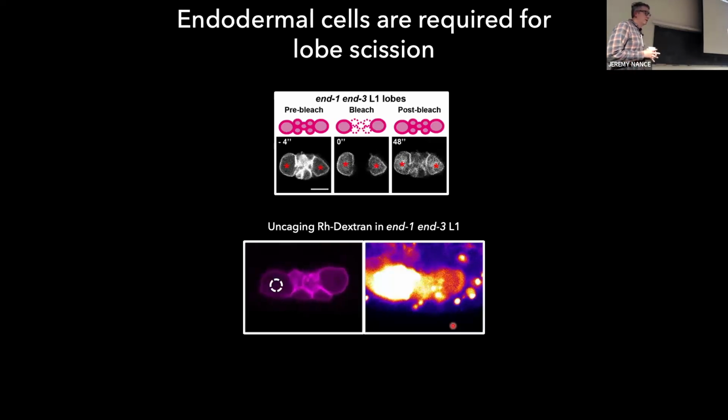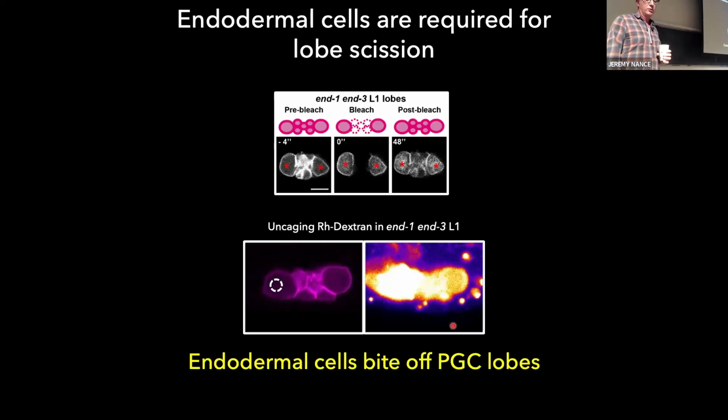So this said that the PGCs make lobes, they remain connected to the cell body, and that the endodermal cells are actually biting them off of the PGCs, not just phagocytosing them.